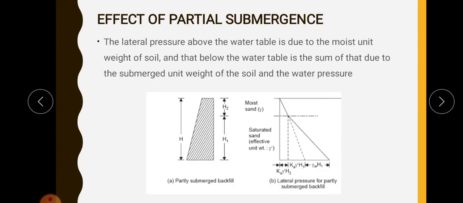And if it is partial submergence, on the top it will be dry unit weight, and below the water table it will be submerged. So for the submerged case we have to add the lateral earth pressure of the backfill soil and the pressure due to water.